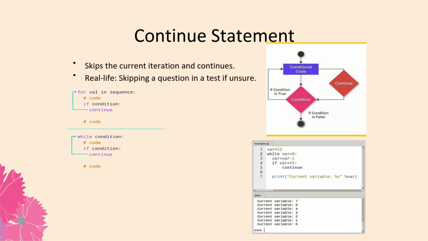After learning about the break statement, which completely exits a loop, now let's look at the continue statement, which behaves a bit differently. The continue statement is used to skip the current iteration of the loop and move to the next one. It doesn't stop the loop entirely like a break. Instead, it says skip this round and go to the next one. So the loop keeps running, but it ignores one specific case that we don't want to process.